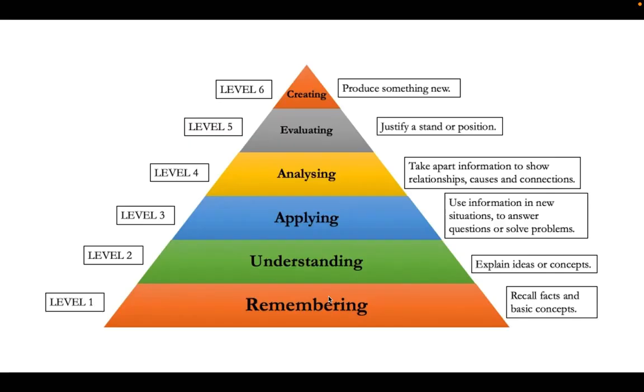So here are the 6 levels of Bloom's taxonomy. The first level is remembering, the second level is understanding, the third level is applying, the fourth level is analyzing, the fifth is evaluating, and the last one is creating, at the highest level, at the top.